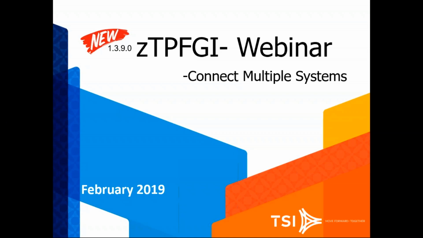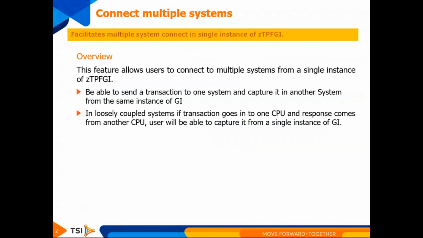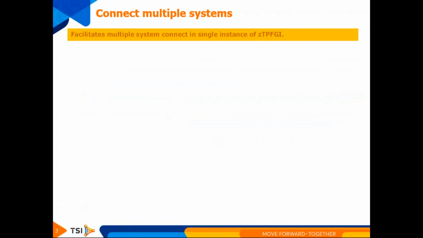Capture it in another system from the same instance of GI. And in a loosely coupled system, if a transaction goes into one CPU and the response comes back from another CPU, the user will be able to capture it from a single instance of GI.